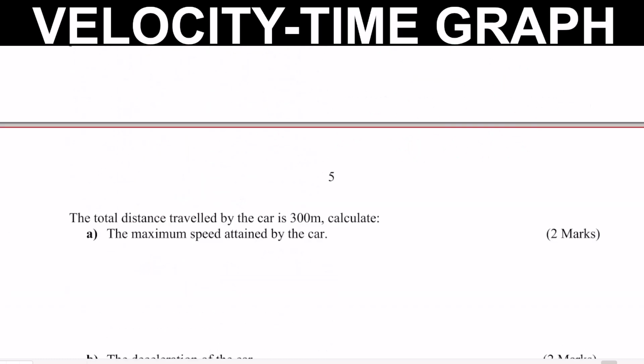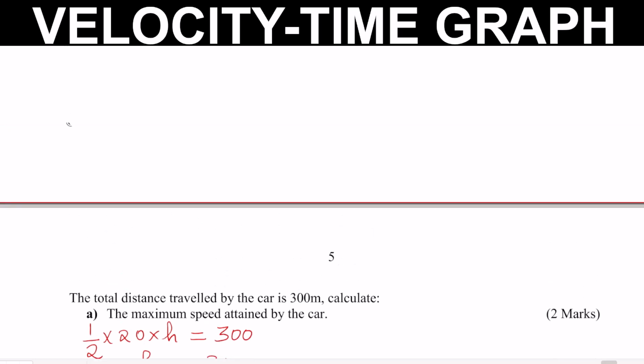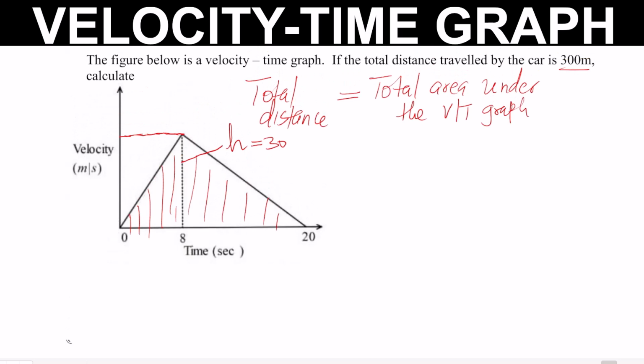So distance, which is the area under that curve, which is a triangle, is half times the base, which is 20, times the height, h. That should give us the total distance, which is 300. Working out very fast, this will give you the height as 30. 30 now represents the maximum speed. That is the maximum speed, which is 30 meters per second. Now I've got the first part, so that is how we do it.